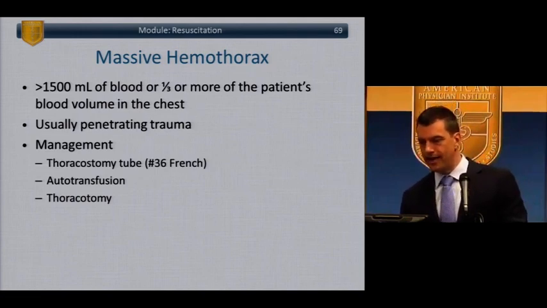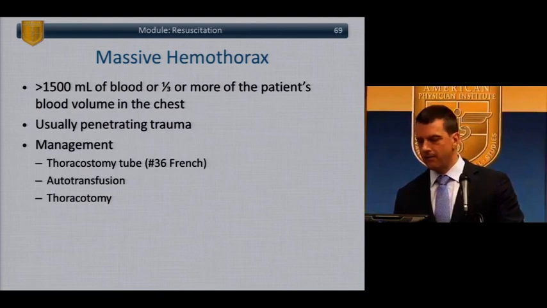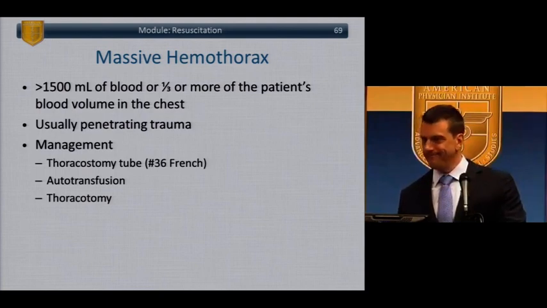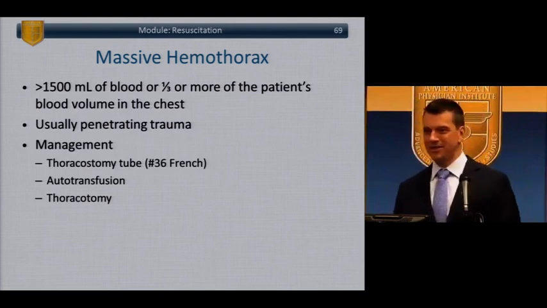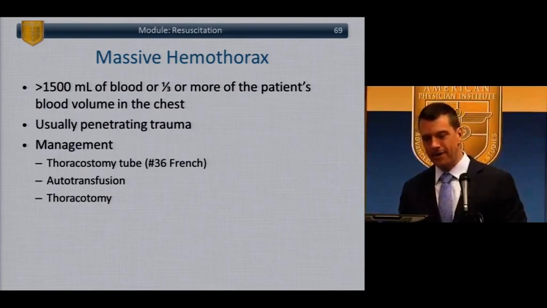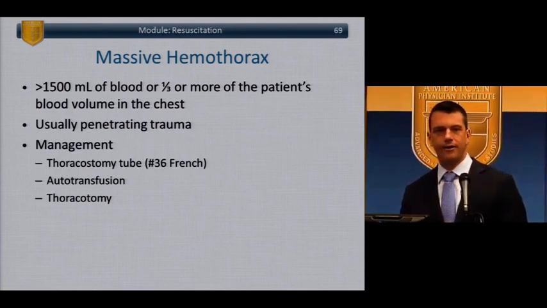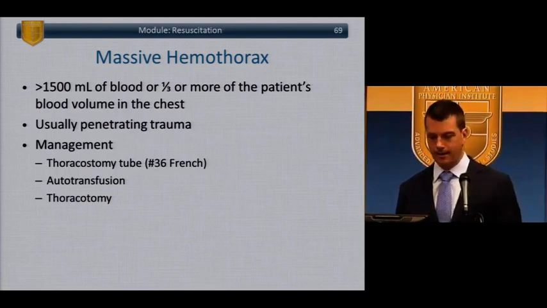So massive hemothorax, again, 1,500 cc's or more than a third. Usually it's from penetrating trauma. Put in a large bore chest tube. You can do autotransfusion of giving that blood back. That sounds great in theory. Logistically, it's almost impossible to keep that clean and to do that in the emergency room setting, perhaps in the OR. A thoracotomy would be the next step if you have ongoing bleeding. If it's more than 1,500, if you're putting out more than 200 or 300 an hour, you need to be either in the OR or perhaps in the ER doing a thoracotomy to control the bleeding.